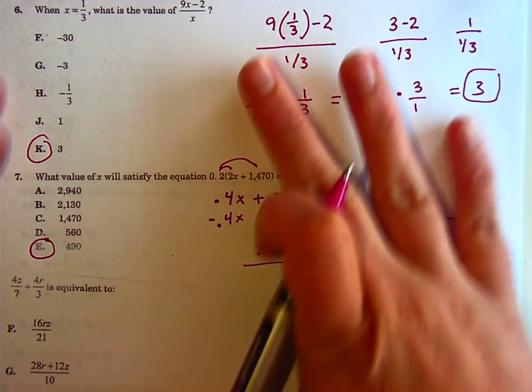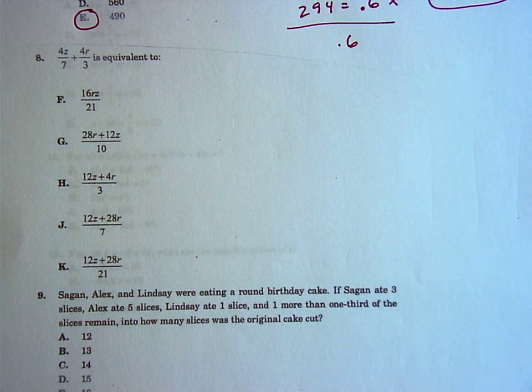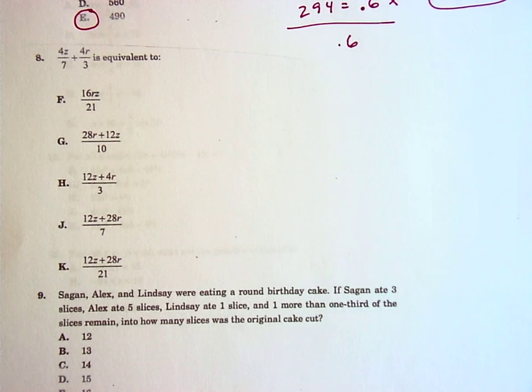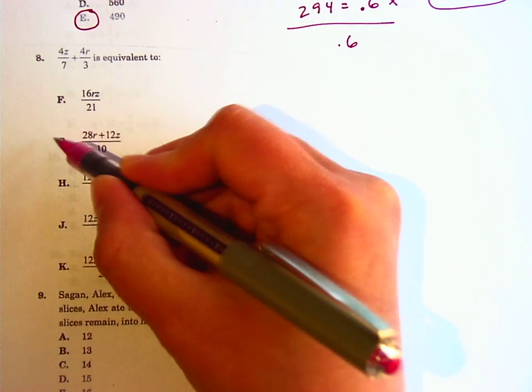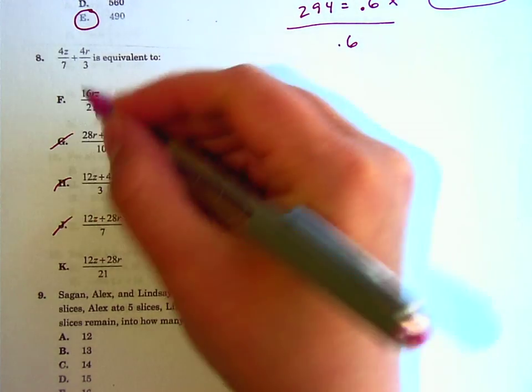All right, next up, it's like a math marathon. Everybody's favorite. All right, 4z plus 4r is equivalent to, this looks to me like it's going to be a common denominator kind of question. They're basically trying to figure out if you know that to put 7 and 3 together on the bottom isn't just adding them together to make 10, or leaving it as 3 or 7, so these are all wrong. But instead, finding a common denominator.